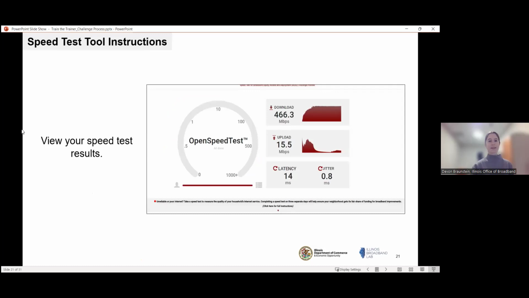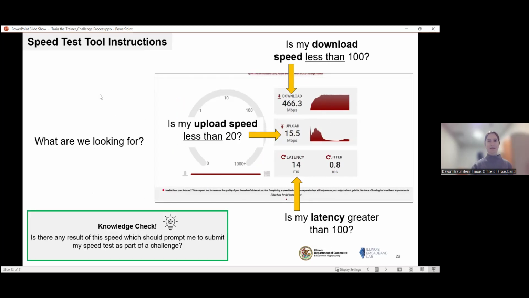So after your speed test runs, it'll be done like this, and you'll see your download speed, your upload speed, and your latency. These are kind of the 3 pieces that are most important to look at for these purposes. So what are we actually looking for here? Is your download speed less than 100? Is your upload speed less than 20? And is your latency greater than 100?